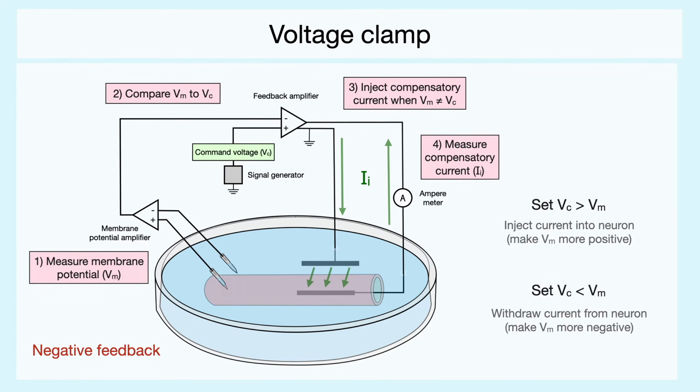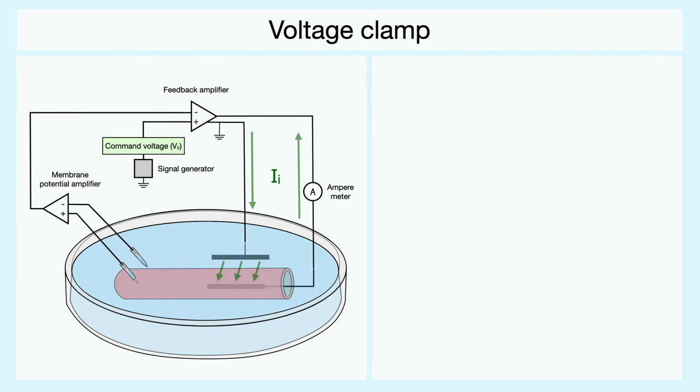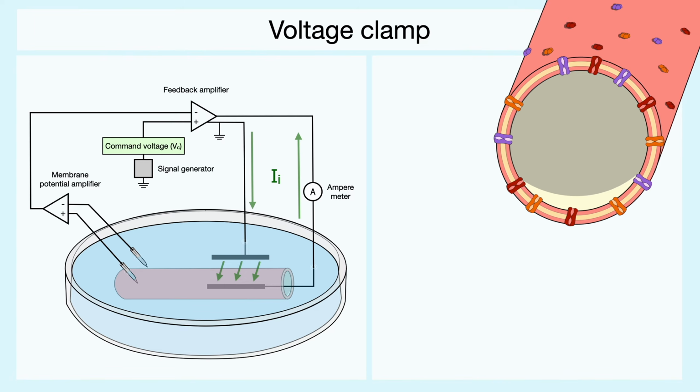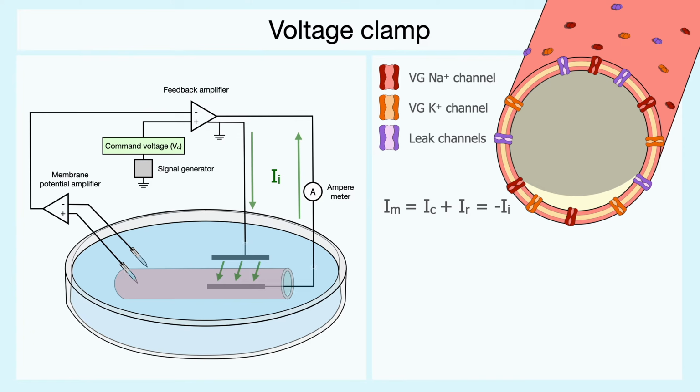Now, before we examine more thoroughly the different results obtained from the voltage clamp experiment, I want to give you a reminder that the axon is composed of three main types of channels. There are voltage-gated potassium and sodium channels, as well as leak channels that are always open at rest. These three categories of channels will be of interest for us in this section. Moreover, recall that the membrane current flowing out of the cell is composed of a capacitive and a resistive current, which constitute the opposite of the injected current.